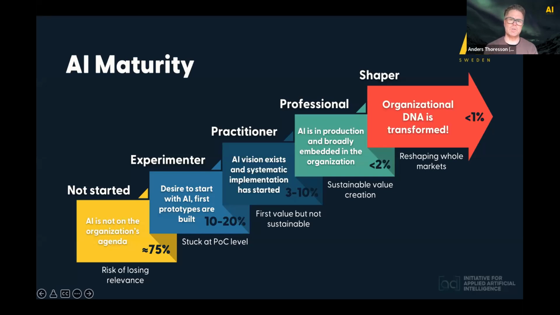where you have started to understand and think about how AI can be valuable to your organizations. You are starting to build the first prototypes, the first proofs of concept, but you as an organization often get stuck on that level. The next step is quite hard to take. And that is when you become a practitioner, where you have established a vision within the organization-wide for why we should bother with AI at all.